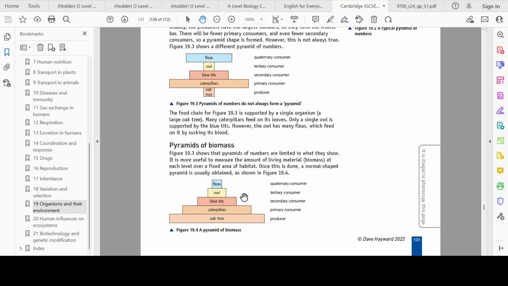So even though an oak tree is one, as compared to the caterpillars, the mass of the oak tree is the greatest. The mass of the caterpillars is obviously less than the oak tree. The blue tits' mass is obviously less than the caterpillars. Owl is less than that. And even though there are lots of fleas on each owl, their mass is less as compared to the owl itself. And so you get a regular pyramid when you get a pyramid of biomass.